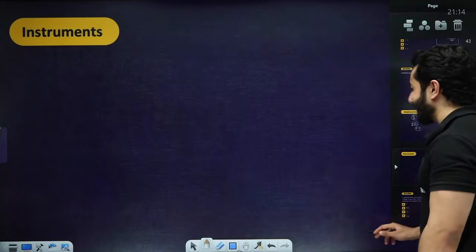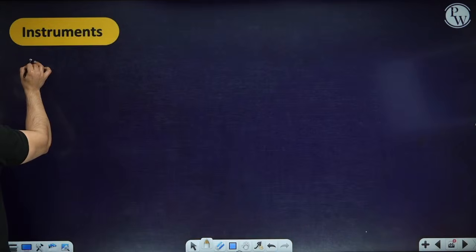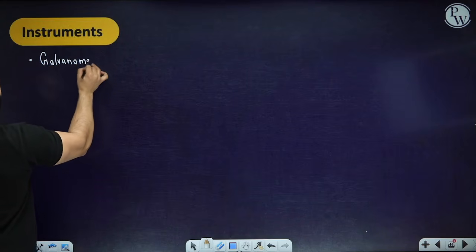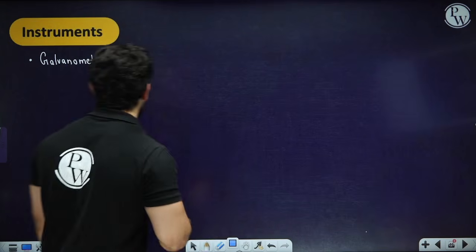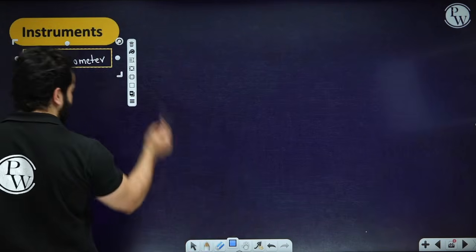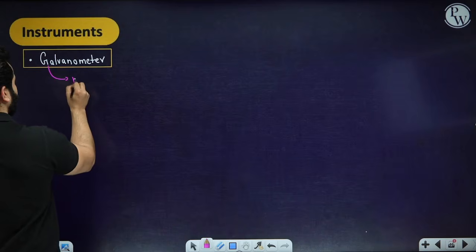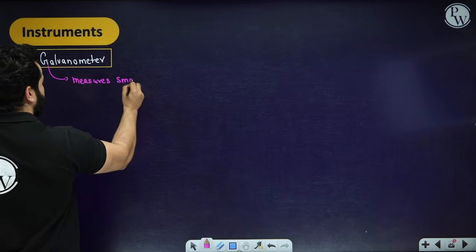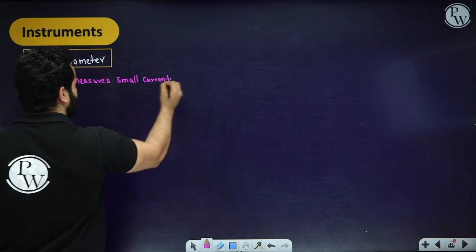Now the last topic, that is the instruments. In instruments, we use the galvanometer. First of all, understand what a galvanometer is. We'll learn the principle and working of the galvanometer in magnetism, because it works on a principle which we are going to learn in magnetism. But right now, we can understand that a galvanometer is a device which measures small current, like milliampere, microampere. It is a very sensitive device.